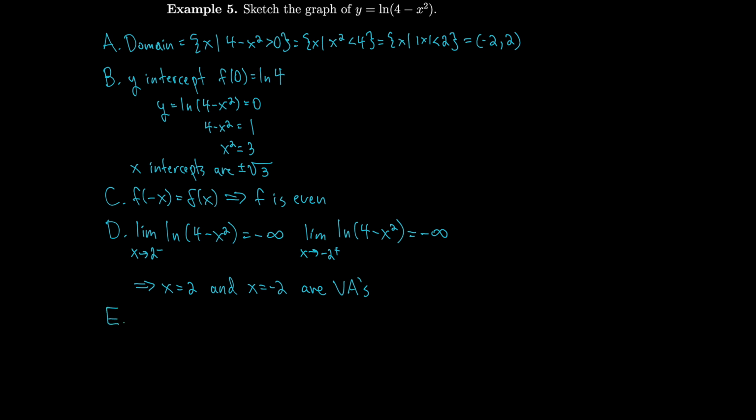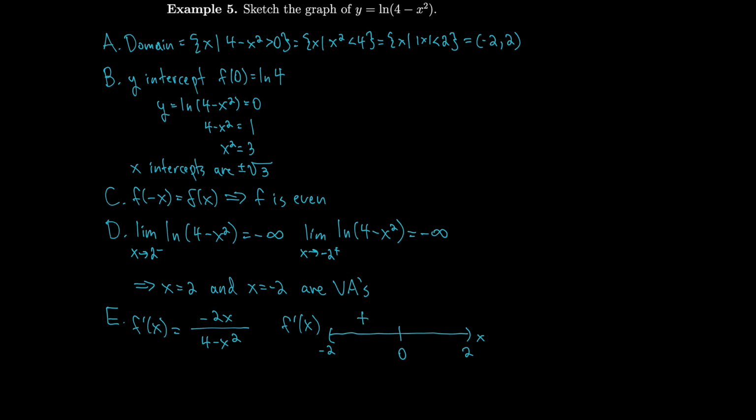Okay, intervals of increase or decrease. So our derivative now is minus 2x over 4 minus x squared, just by the chain rule. 1 over 4 minus x squared times derivative. So that's actually not too bad, at least compared to the other ones we've been doing. And this thing, well, we're going from minus 2 to 2 for x. We have a potential problem at 0 for our numerator. So that's our critical number.